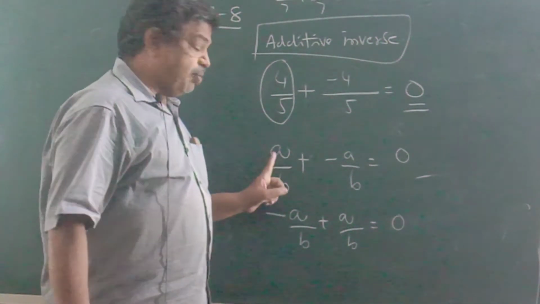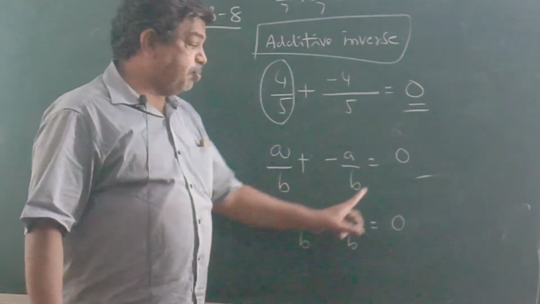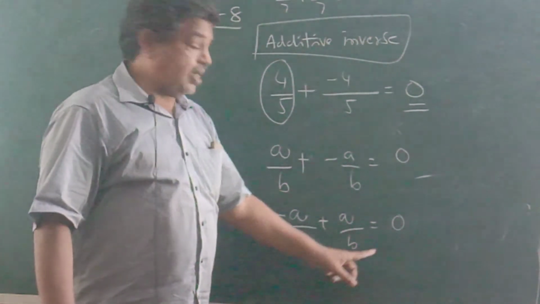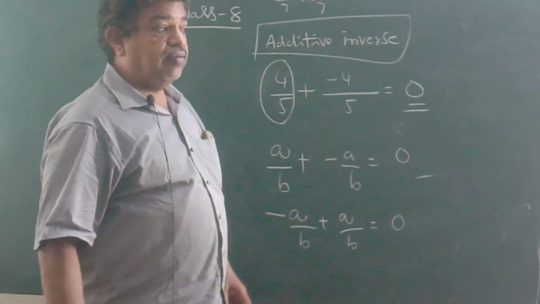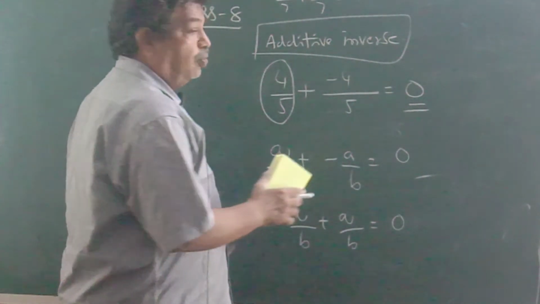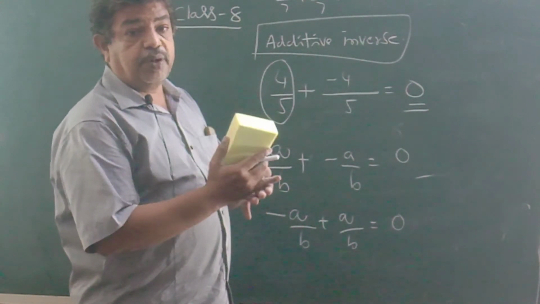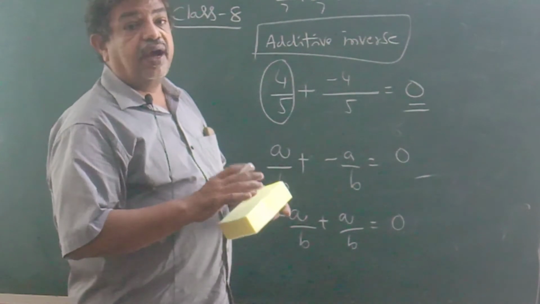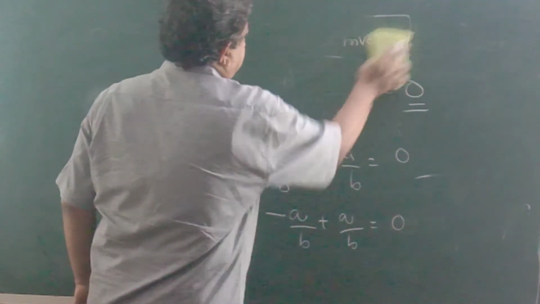If you have a rational number a by b for which minus a by b is added, such that the sum equals 0, or for minus a by b, plus a by b is added, such that the sum equals 0, the two are called additive inverses of each other. So we learned closure property, commutative property, associative property, identity property and inverse property under addition. Now we are going to understand subtraction property.